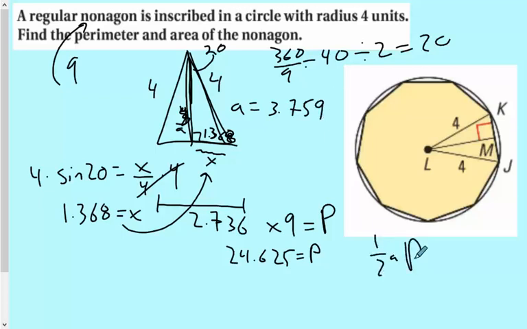Now don't get the little a mixed with a large A, meaning area. They are two separate variables. Okay, so 3.759 times 24.625. That will be the full area right there.